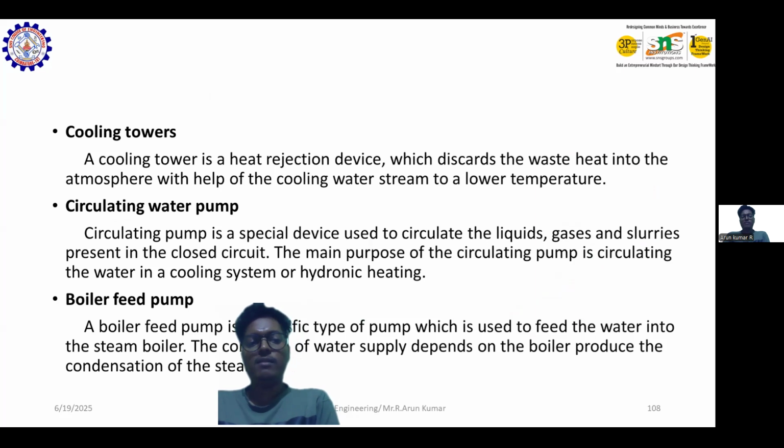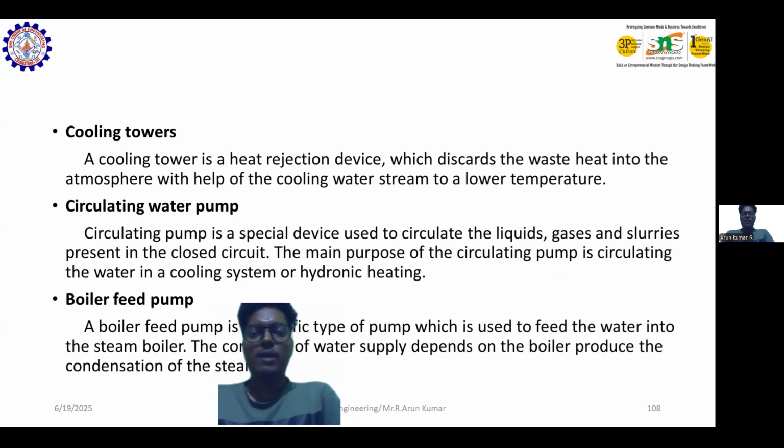The next one is called the cooling tower. The first set of figures we saw covers the main elements. But the next one is the cooling tower. The cooling tower is a heat rejection device which discards waste heat into the atmosphere with the help of cooling water, bringing the steam to a lower temperature. Then the circulating water pump is a special device to circulate liquids, gases and slurries in a closed circuit. The main purpose of the circulating pump is circulating water in the cooling system and hydronic heating.